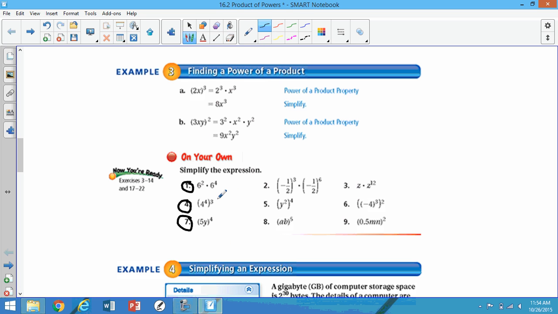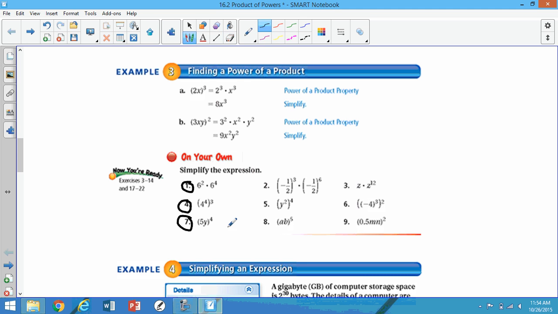Okay, the next problem is 4 to the 4th to the 3rd power. That means 4 to the 4th times 3. So that's going to be 4 to the 12th power. Okay? And then again, it's simplifying, not solving, not evaluating, so you wouldn't do that.